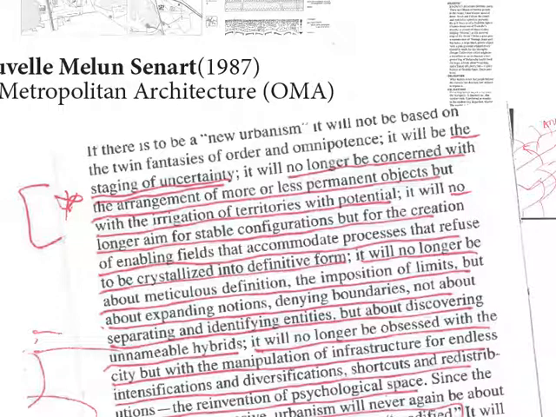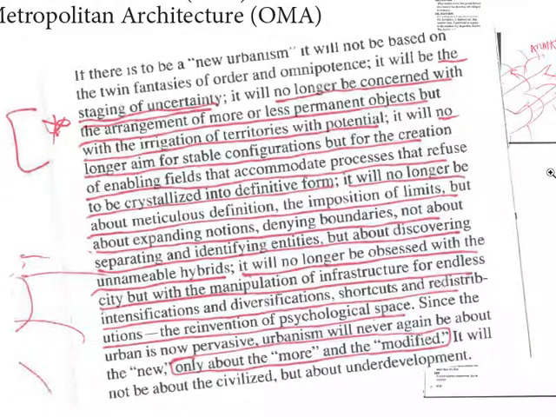And he's saying that urbanism will no longer be concerned with the arrangement of more or less permanent objects, but with the irrigation of territories with potential. No longer aim for stable configurations, but the creation of enabling fields that accommodate processes that refuse to be crystallised into definitive form. It will no longer be about meticulous definition, the imposition of limits, but about expanding notions, denying boundaries, not about separating and identifying entities, but discovering unnameable hybrids. It's only going to be about the more and the modified.